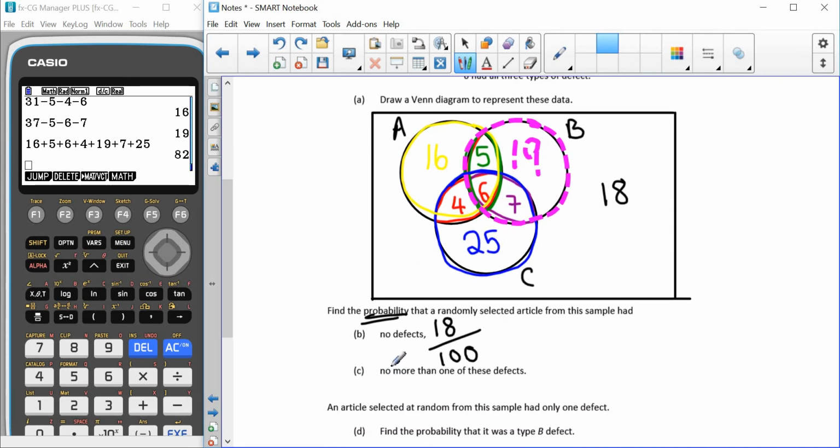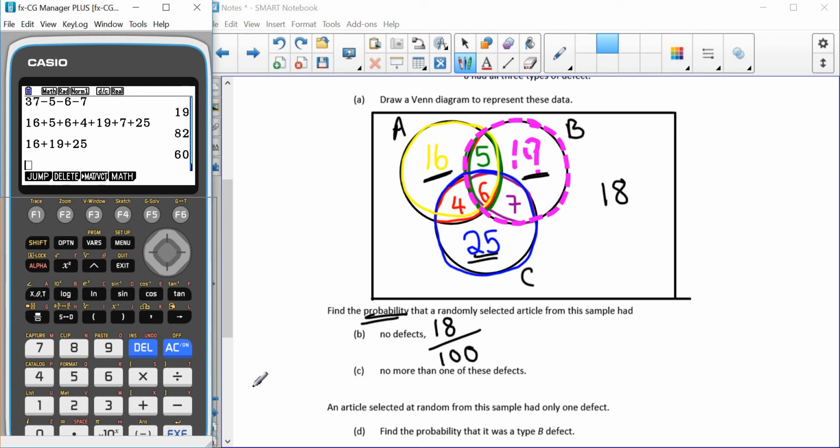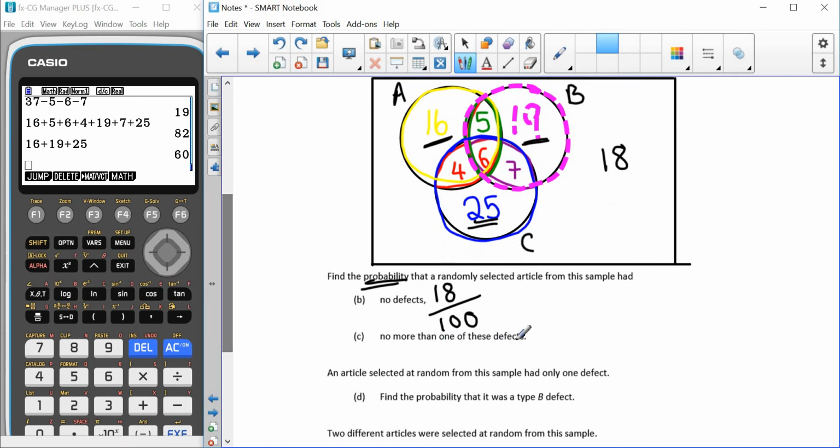Part C, we're looking at no more than one of these defects. So we're not wanting to have any of these overlaps, which means that we're looking at the 16, the 19 and the 25. So 16 plus 19 plus 25, which gives us 60. And remember again that we're writing this as a probability, so that's out of the 100 articles that we were looking at.